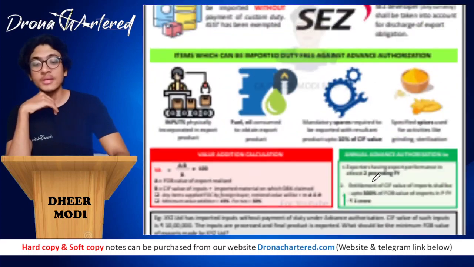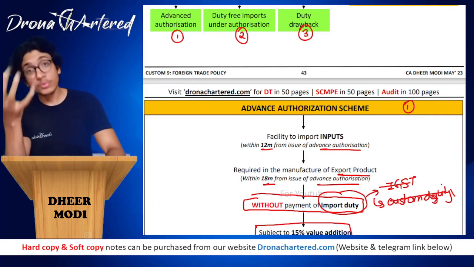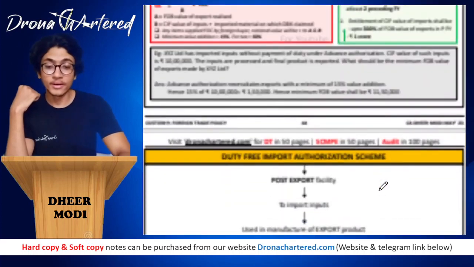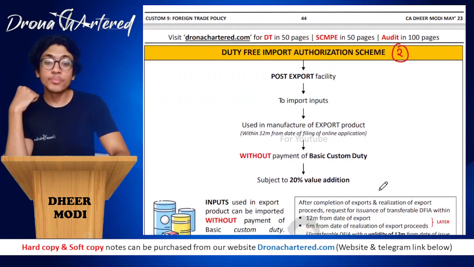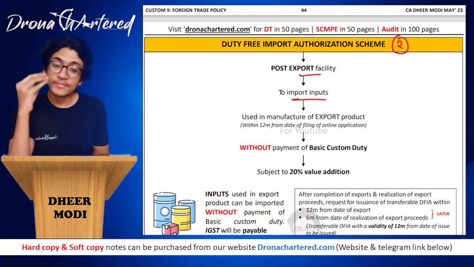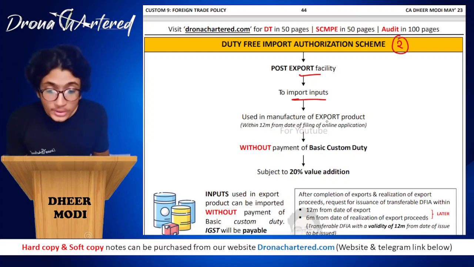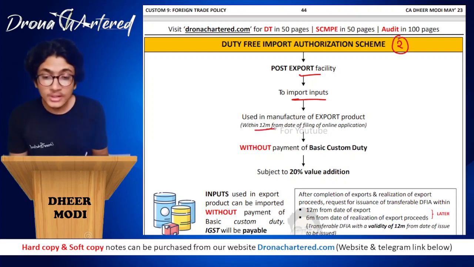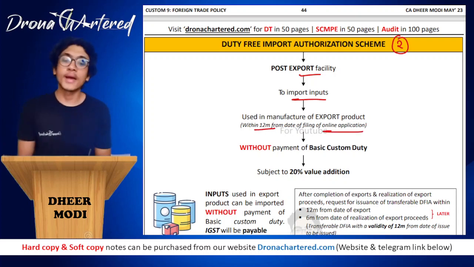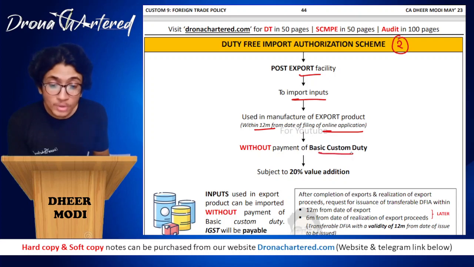Now, what was the first scheme that we were doing? Your first scheme was your advance authorization scheme, where you take authorization beforehand. Second is your duty-free import authorization scheme. So it is a post-export facility to import inputs. Of course, this is also a facility to import inputs, which will be used in manufacture of export products within 12 months from date of filing of annual online application, without payment of your basic custom duty.